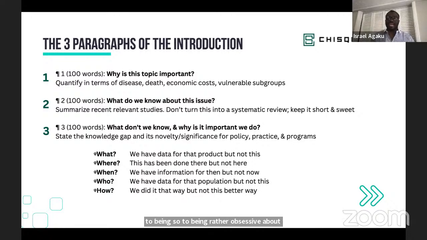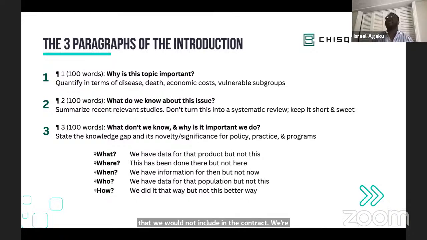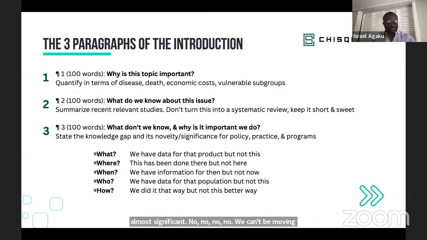And definitely the idea of almost significant is dead on arrival, because it makes no sense. It makes no sense because we already declared that this is going to be a threshold to assess significance. So it's binary. It's significant or not significant. And then right in the middle, we're now introducing new terms that were not included in the contract. We're now introducing new terms like almost significant. No. We can't be moving the goalpost. It's binary, significant or not significant. That is the only terms we want to hear, right? No such thing as marginal significant. Why? Because we're moving the goalpost now.